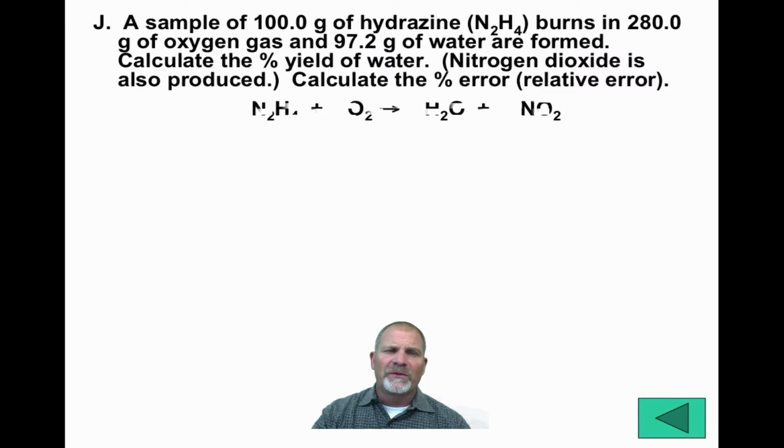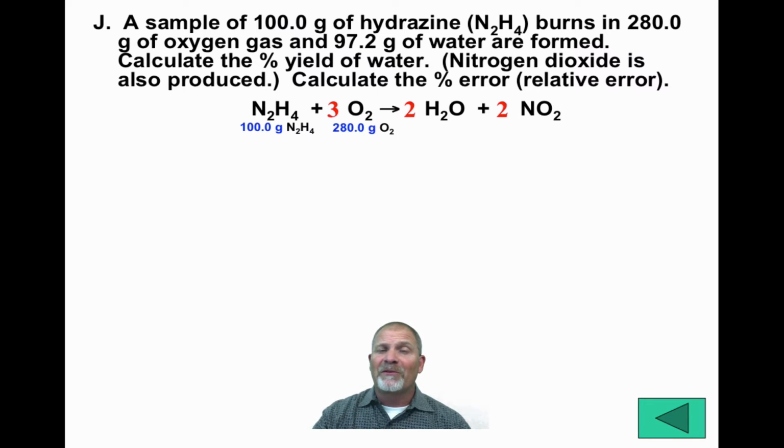Last problem we're going to go through is we have a sample again of hydrazine. And now with this situation, here's my balanced chemical equation. And I realize I have 100 grams of hydrazine and 280 grams of oxygen. So when this was actually burned in the laboratory, 97.2 grams of water were actually formed. That is my actual yield when it was actually carried out. So that's my actual yield of water. That's where I'm going then.